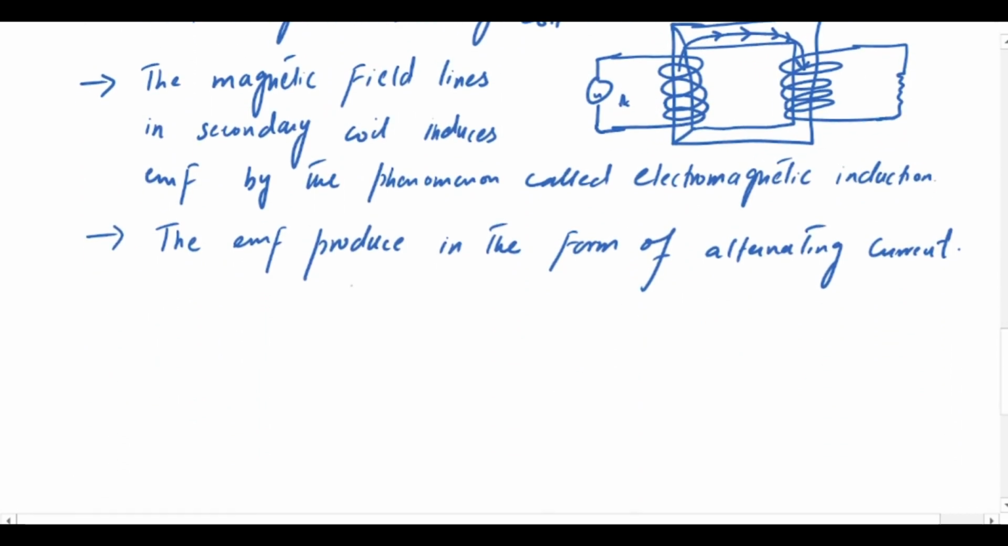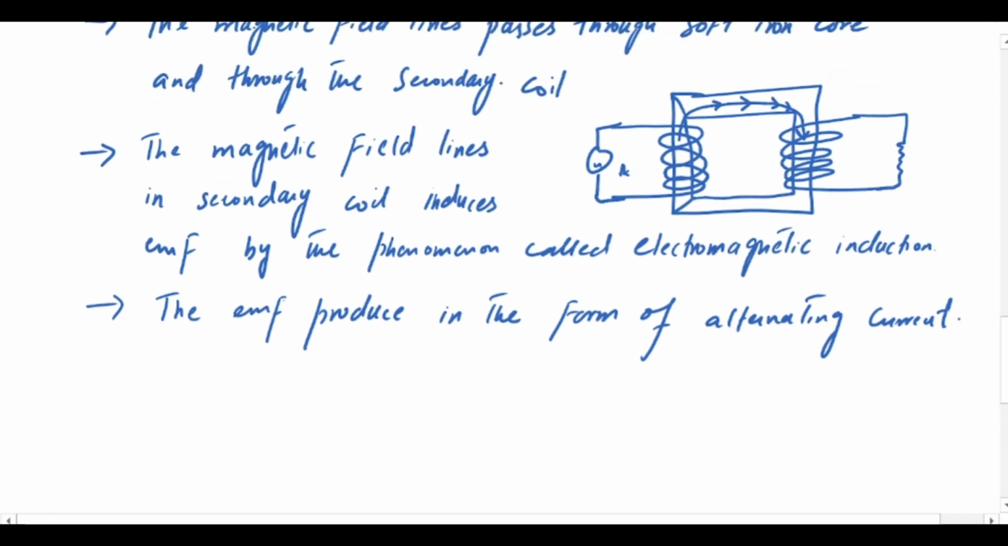Okay. The EMF produced in the form of alternating current. Okay. The EMF produced in the form of alternating current. So any confusion in these points? Yes.